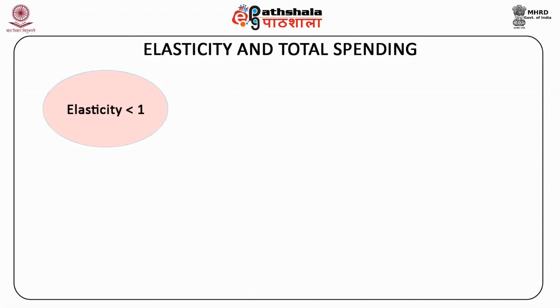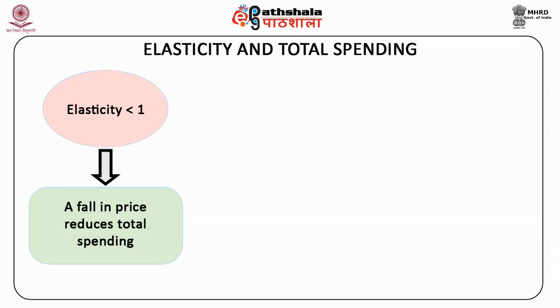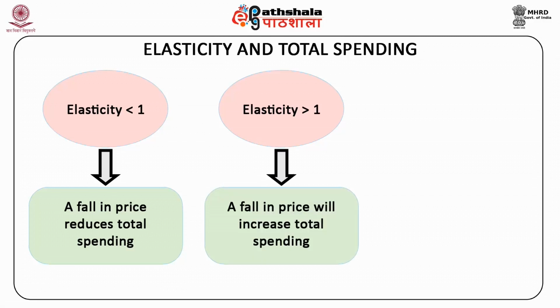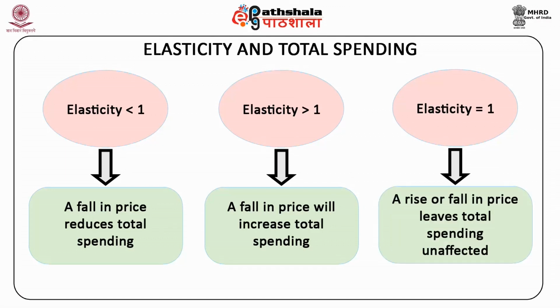When elasticity of demand is less than unit elastic, a fall in price reduces the total spending on the product and a rise in price increases it. When the elasticity of demand is more than unit elastic, a fall in the price will increase the total spending on the product and vice versa. When elasticity of demand is unity, then a rise or fall in prices leaves the total spending on the product unaffected. That is, total spending does not change.